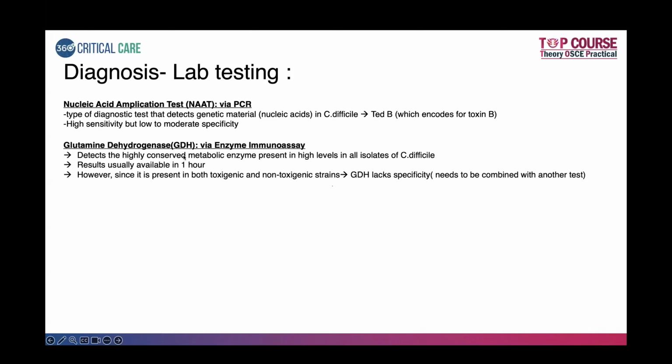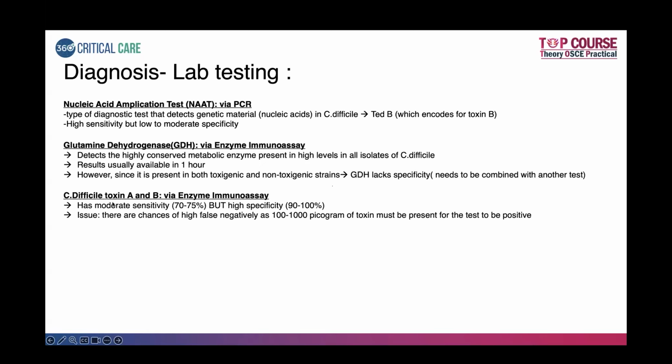Then glutamate dehydrogenase via enzyme immunoassay. It detects the highly conserved metabolic enzyme present in high levels in all isolates of C. difficile. The advantage is it is usually available in 1 hour. However, since it is present in both toxigenic and non-toxigenic strains, GDH lacks specificity. So the important thing is it needs to be combined with another test. Then C. diff toxin A/B via enzyme immunoassay. It has moderate sensitivity but high specificity.